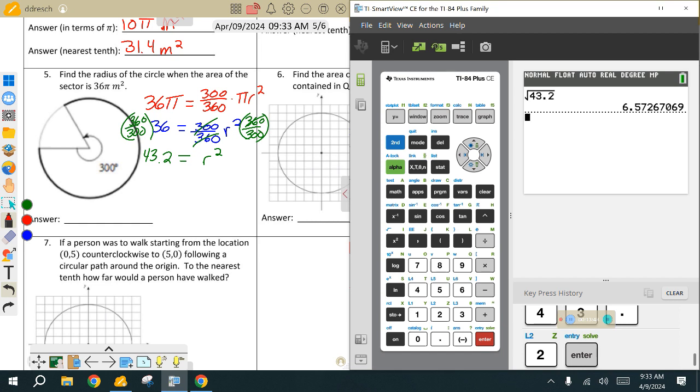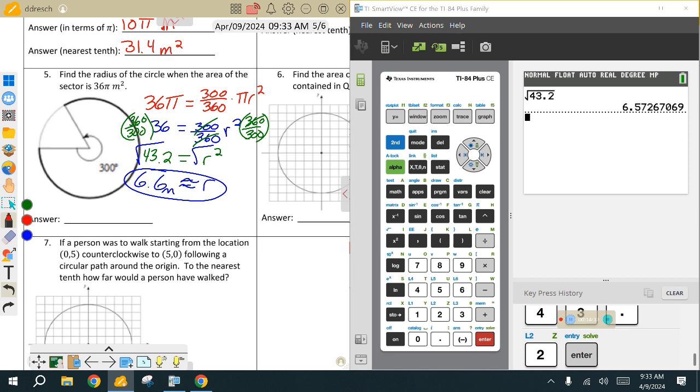So in this instance, best we can do, and it doesn't tell me anything around it here, we're not going to be able to simplify that. So we're going to go ahead and just do our best to say round it to the nearest tenth. 6.6 meters is the best we can say here. You can leave it as the square root of 43.2, but it's as ugly as it is. It didn't come out to be perfect. So 6.6 is about what the radius is going to be in order to get us that sector of 36 pi. Okay.